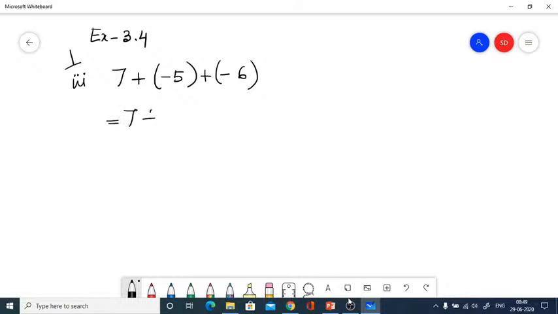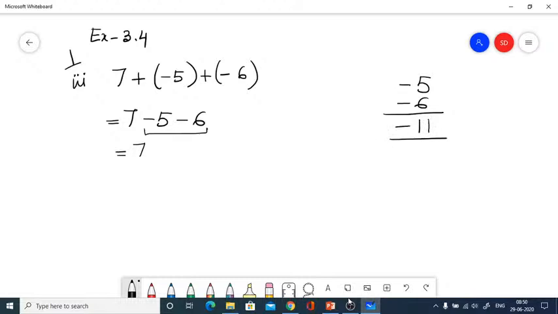So let us open the brackets. 1 plus 1 minus, so the resultant will be minus 5. Again 1 plus 1 minus, resultant will be minus 6. So 7. First we will add up all the negative numbers. Since both are of the same sign, we will add 5 plus 6 is 11. Now both are negative, so the answer will also be negative. So this is minus 11.